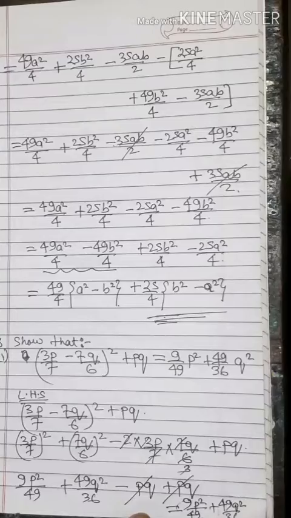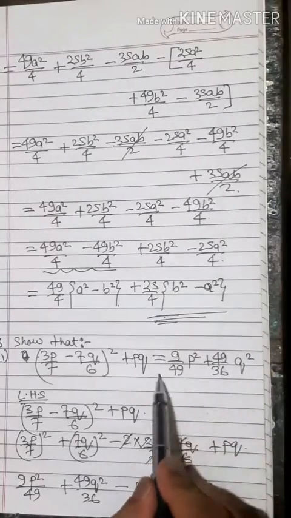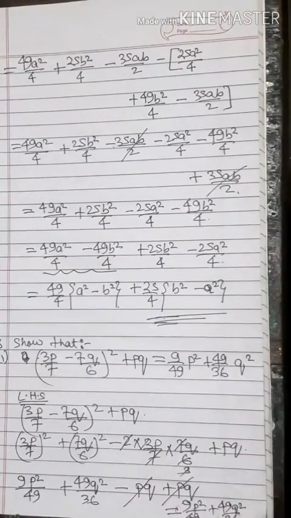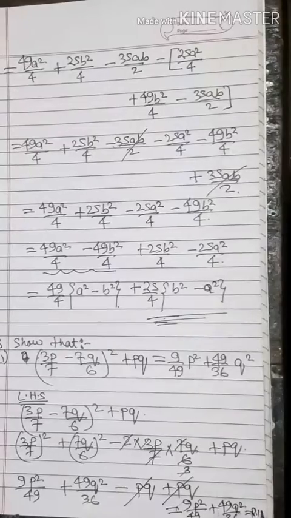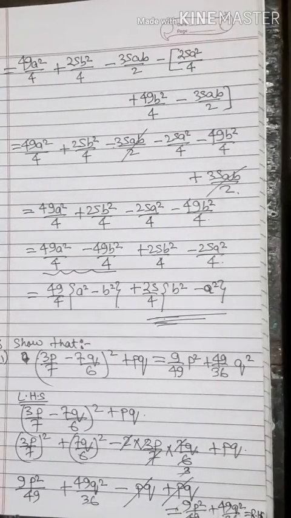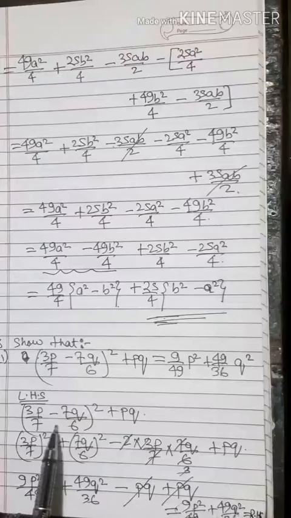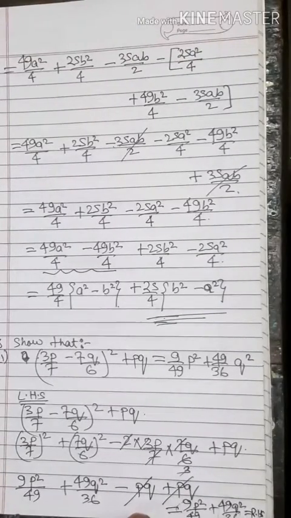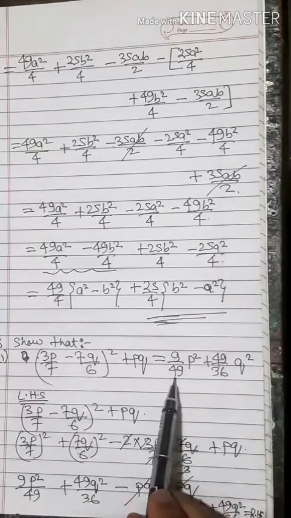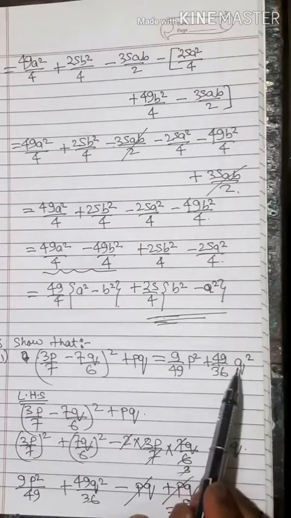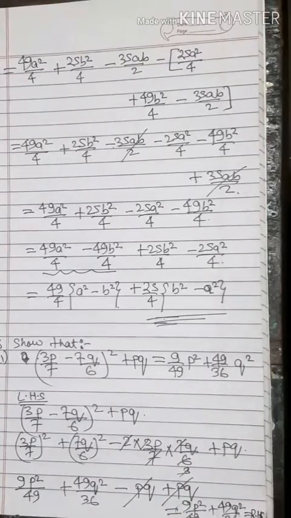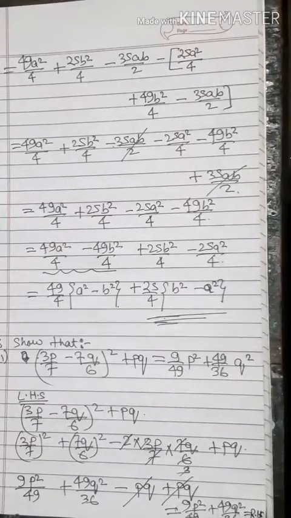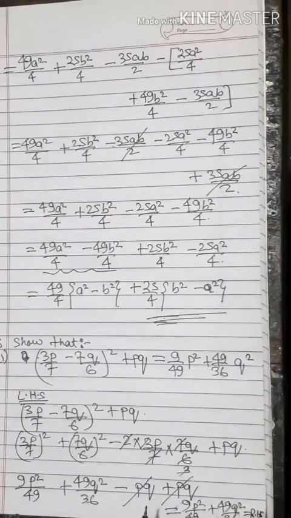If you see, this is exactly what we are looking for, which is equal to our right hand side. So this is easily proved. We started with the left hand side, we expanded the bracket, and then we arrived at the right hand side: 9p square by 49 plus 49q square by 36. That is our right hand side. So this is question number 8 Roman 2.